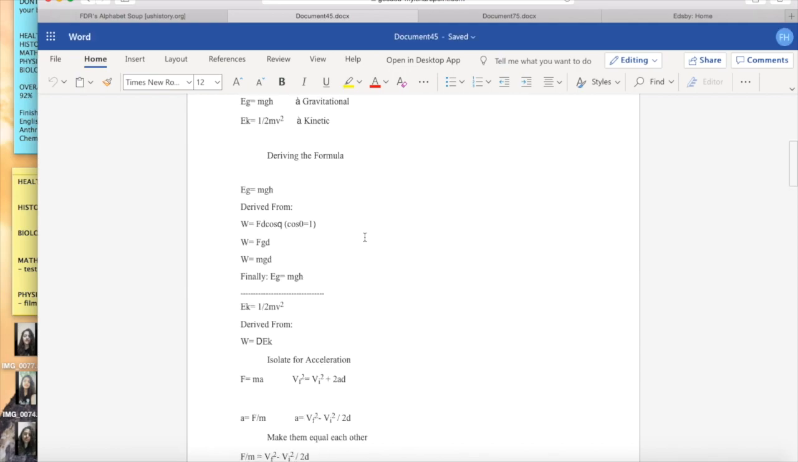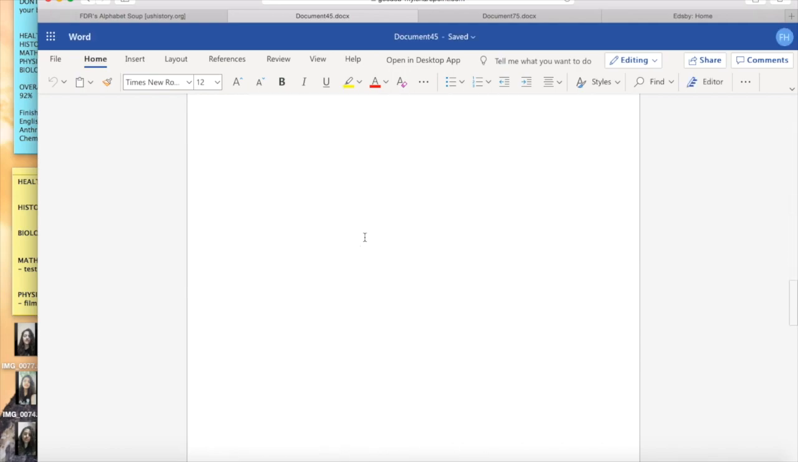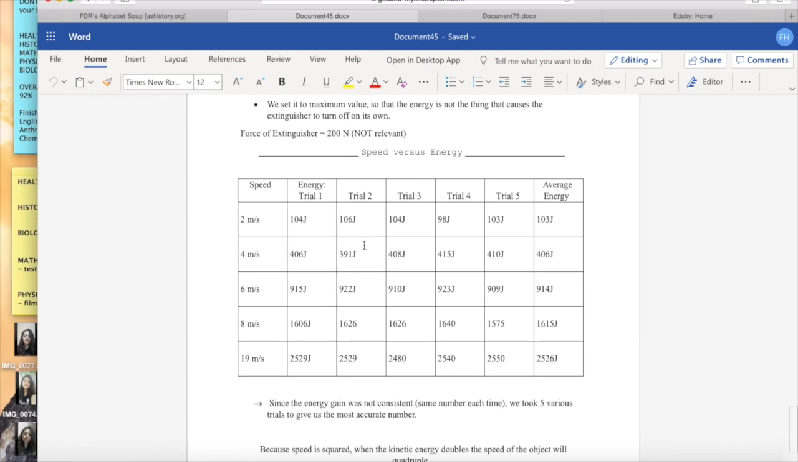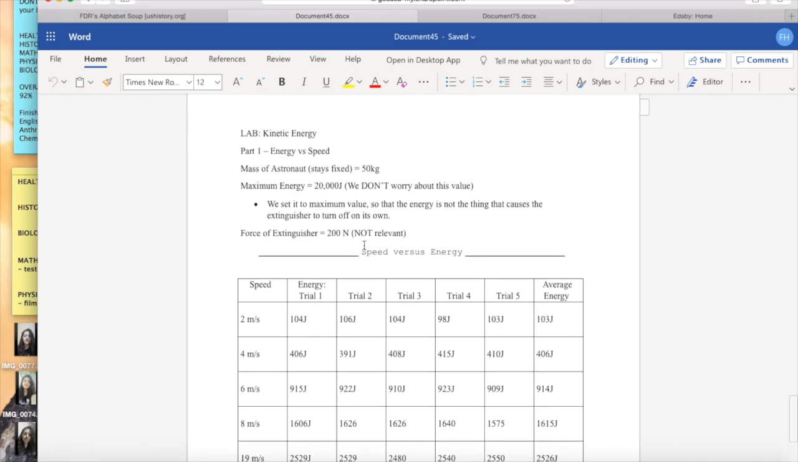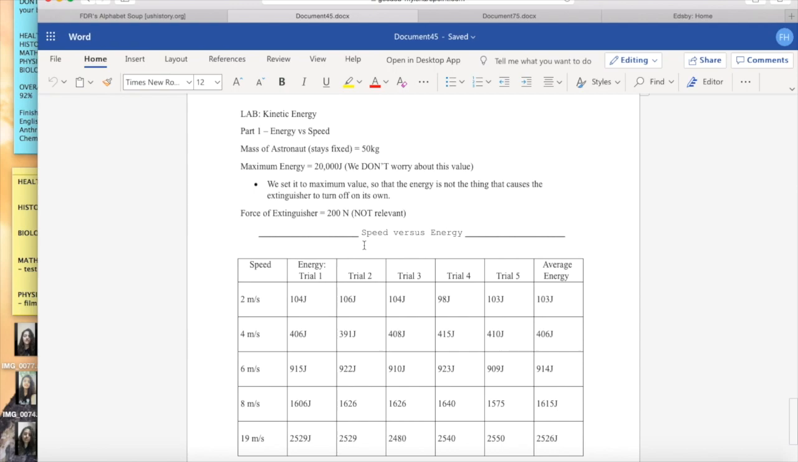Okay, so right now we're going to be looking at the information that we got from our lab. Okay, so our lab was about how certain factors affect kinetic energy, like we looked at speed and mass. So the first part was energy versus speed. We had to pick a mass for our astronaut, and that number had to stay fixed. So we picked 50 kilograms. You can obviously pick whatever you want. It doesn't really affect what you get.